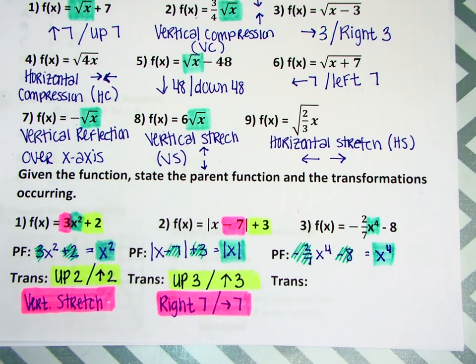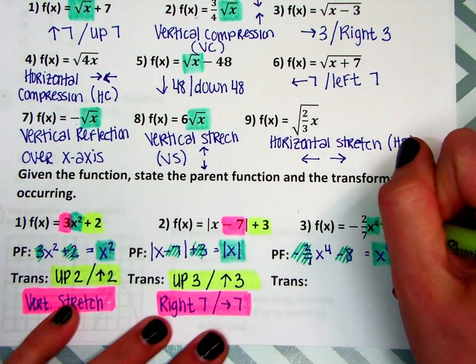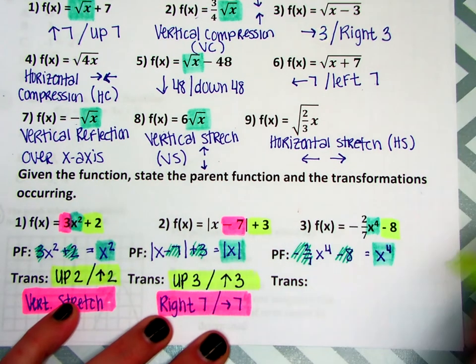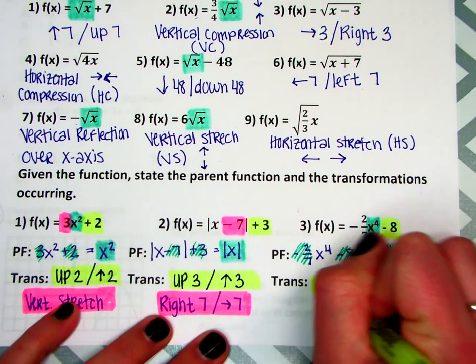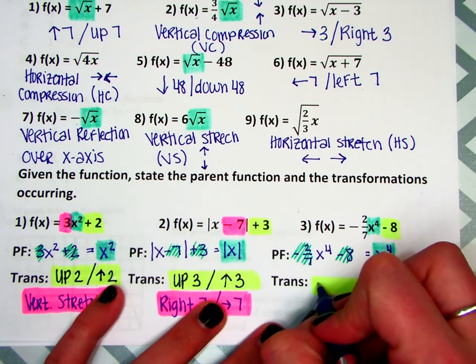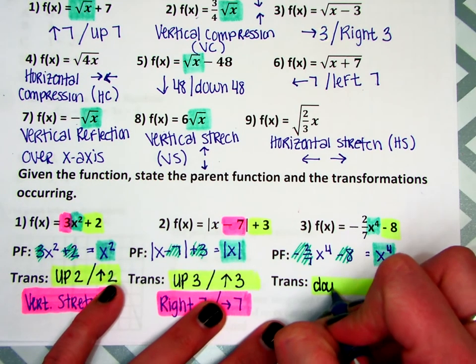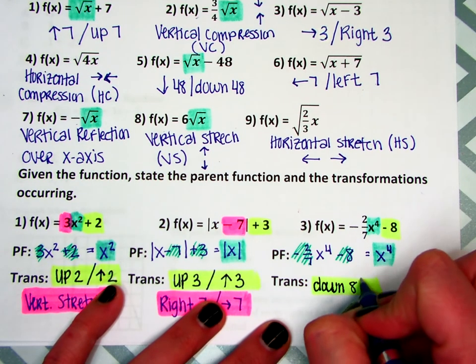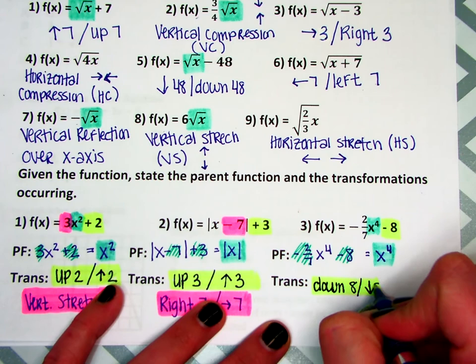All right, so let's kind of look through our problem here. I like to identify the constants first. It's easier. So I see minus 8. So if it's vertical, which it is because it's outside of the function, this means I'm going down 8 units. So down 8 or arrow 8.